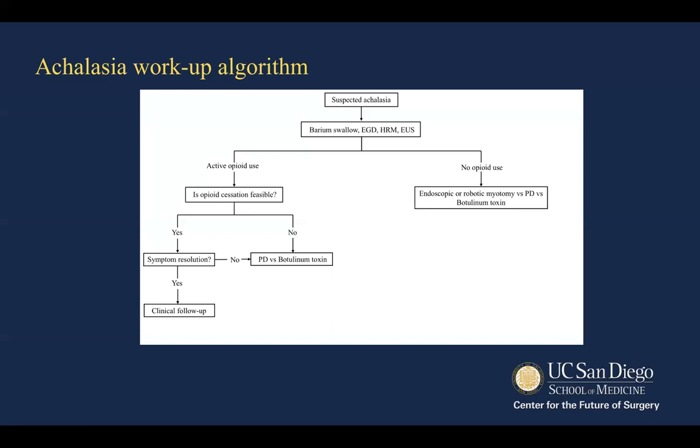Taking these findings into consideration, our group has modified our approach to patients with symptoms of achalasia in the setting of active opioid use. Our workup, as previously mentioned, for suspected achalasia involves a barium swallow, upper endoscopy, high-resolution manometry, along with measurement of round muscle layer using endoscopic ultrasound. In patients with active opioid use, we attempt opioid cessation first when feasible. If procedural intervention is indicated, we now preferentially offer Botox injection or pneumatic dilation. Since 2017, we have not offered Heller myotomy to patients with opioid-induced esophageal dysfunction.